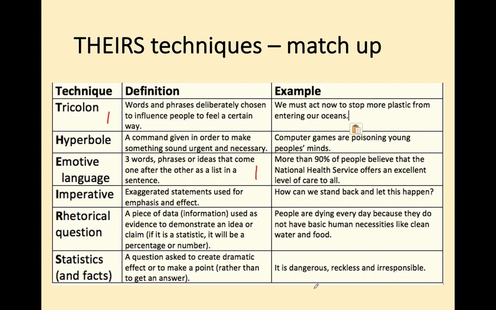Alright, so hopefully you have paused the video and you have had a go at matching those up with the techniques, the definition and the example. So let's go through the answers now. So I'd already done tricolon. It is 3 words or phrases or ideas that come one after another in a list or in a sentence.